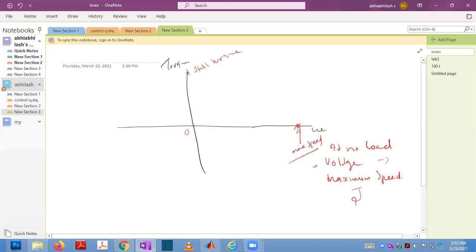So this is a straight line. For DC motors, this will be a straight line. In this quadrant it will be a straight line, and in this quadrant also it comes like this. So both the values will be like this. And this is the speed torque locus for a particular motor.